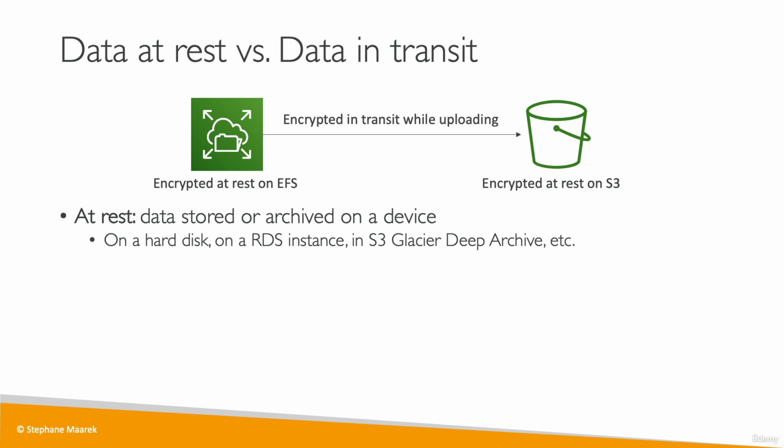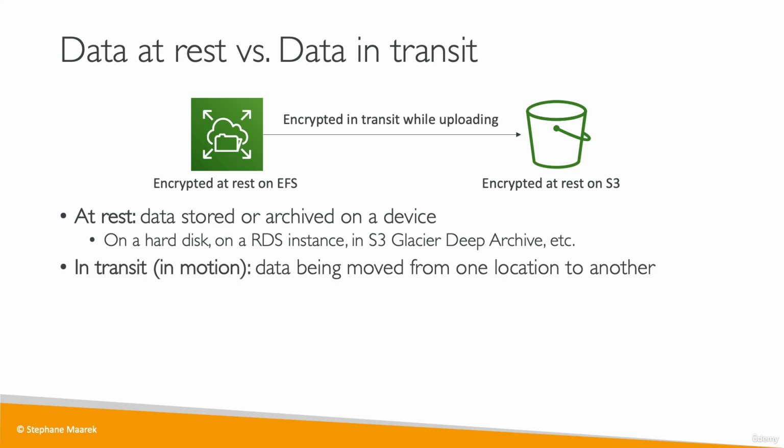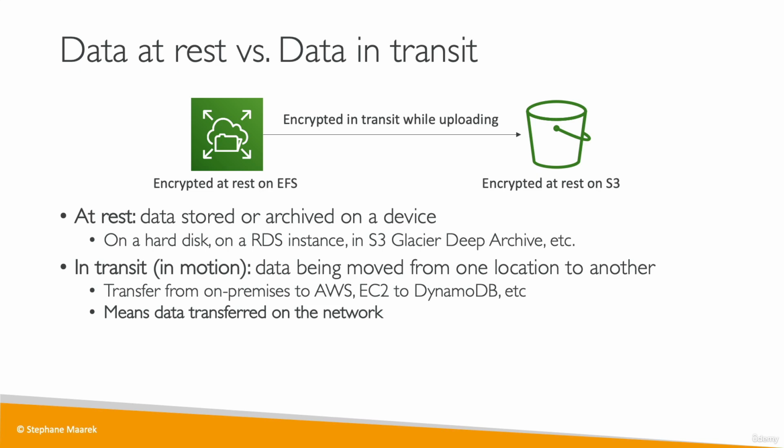But there's a second kind of encryption, which is in transit. In transit means encryption while the data is being moved from one place to another. That means in motion. For example, whenever you transfer data from your on-premises data centers to AWS, or when you move data between an EC2 instance and a DynamoDB table, because it's writing or retrieving data, or in this example, from EFS to Amazon S3. So in transit means that the data is transferred on the network. And so there are two kinds of encryption: encryption at rest and encryption in transit.